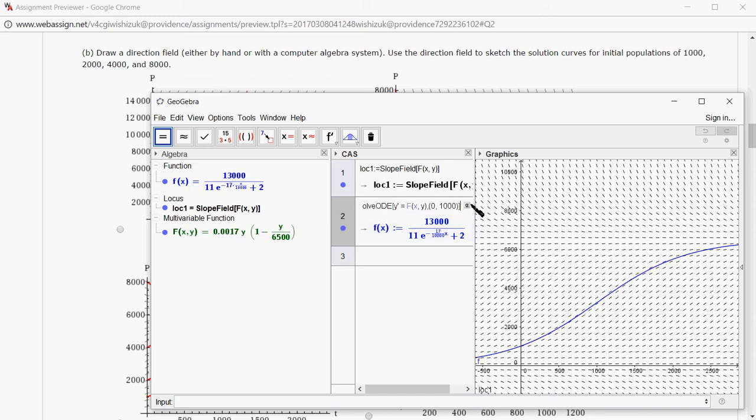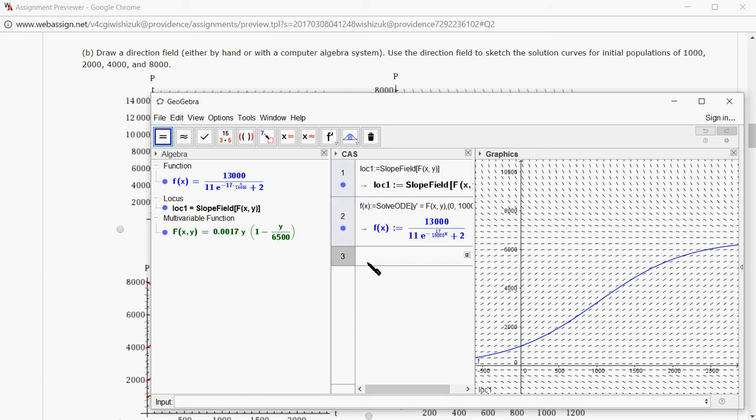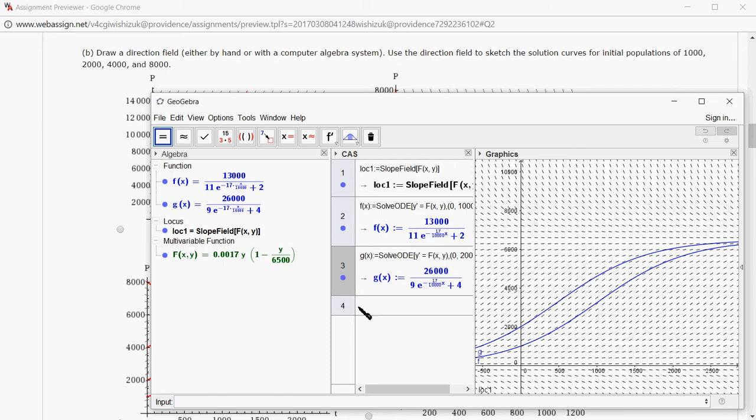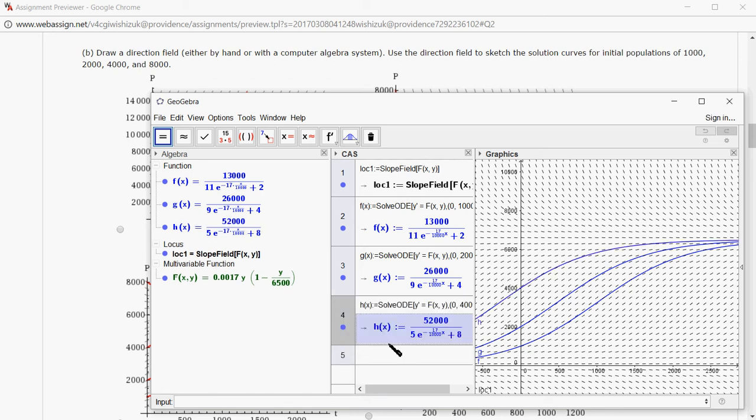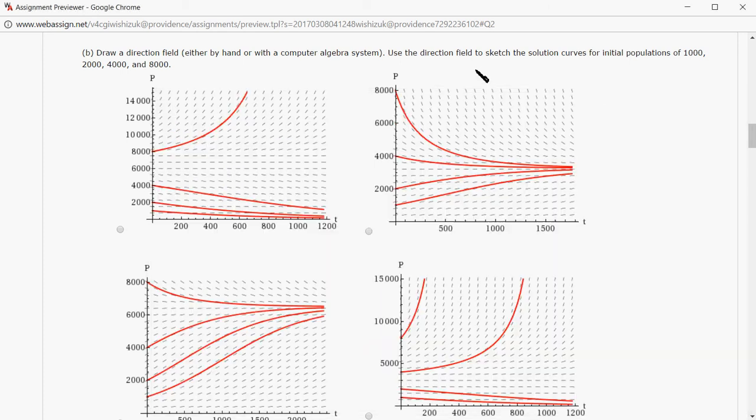Alright, then I'm going to just copy this, and then paste here. Alright, with 2,000. Alright, hit enter. And here's a solution. And here's another one. And 4,000, and put that in there. Alright, then 8,000. So here, 8,000. Alright, so those are the solution curves.